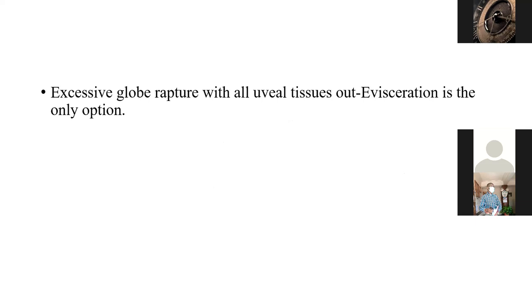If there is globe rupture with all uveal tissues out, evisceration is the only option. Evisceration is the removal of an eye whereby the eye contents are scooped out and the sclera is closed, usually with an implant to restore some of the volume of the eye.